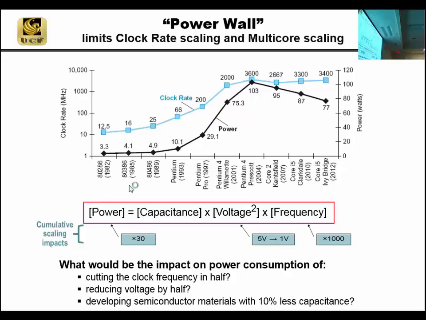Intel said the chip's getting too hot, so we reduced the frequency. So suppose I cut the frequency in half, what happens to the power dissipation? Yeah, that's in half, it's proportional. What about 10% less capacitance? Yeah, you're going to reduce 10% the power dissipation.